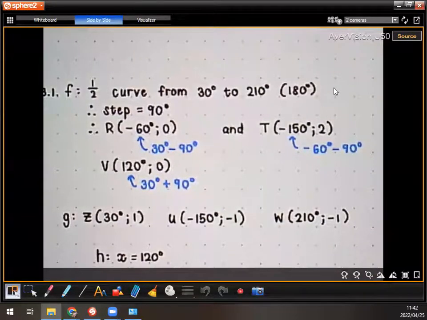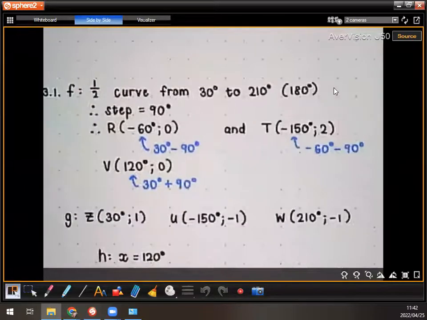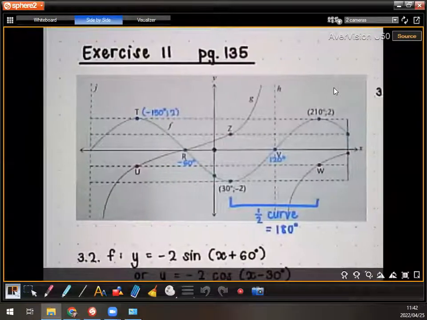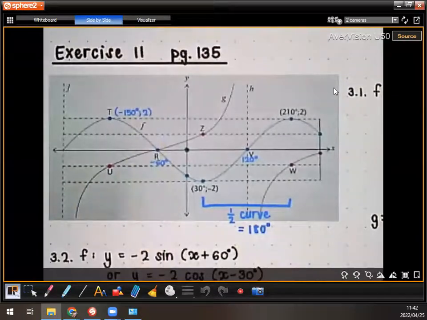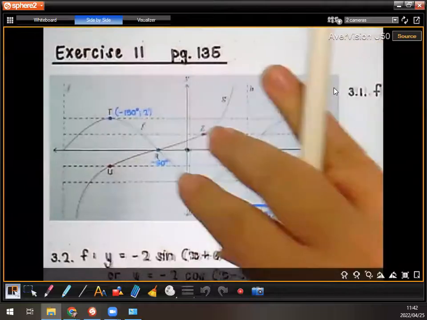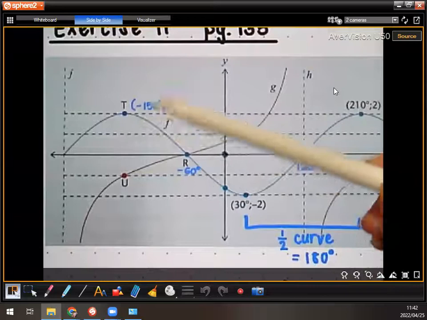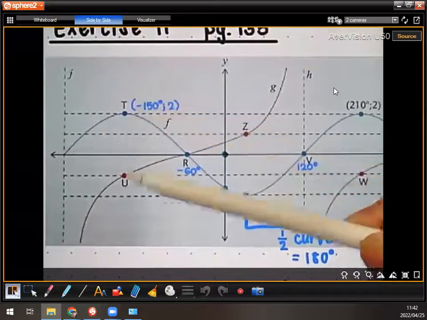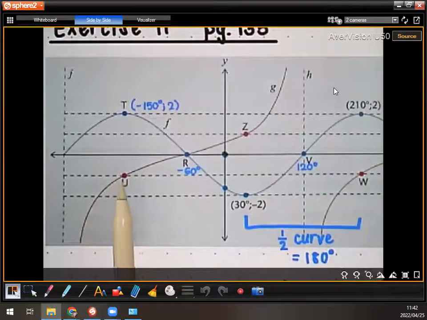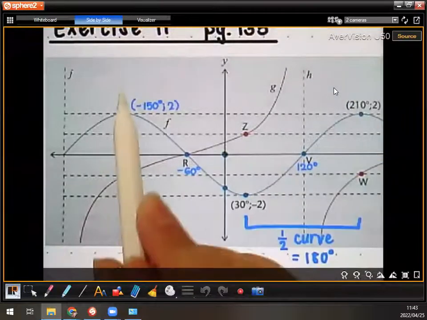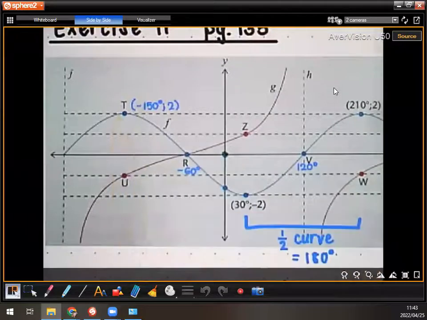Therefore, G, it was actually quite nice because you could actually read off all of those points. If you have the first 3 points, you could just read off the other ones. So G is this tan graph, right? Now, if you're looking at it, U is directly below T, right? So if you know that T has an X value of negative 150, U is also going to be at negative 150. But what is this Y value? If that's negative 2, what do you think that one is there at U? Negative 1.